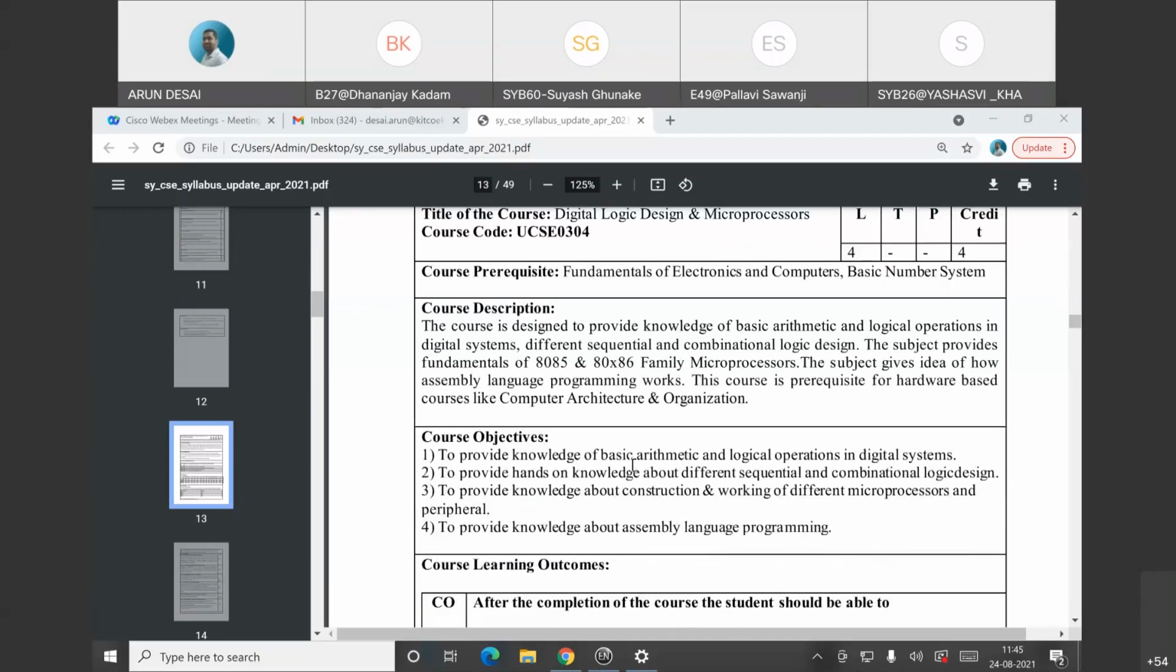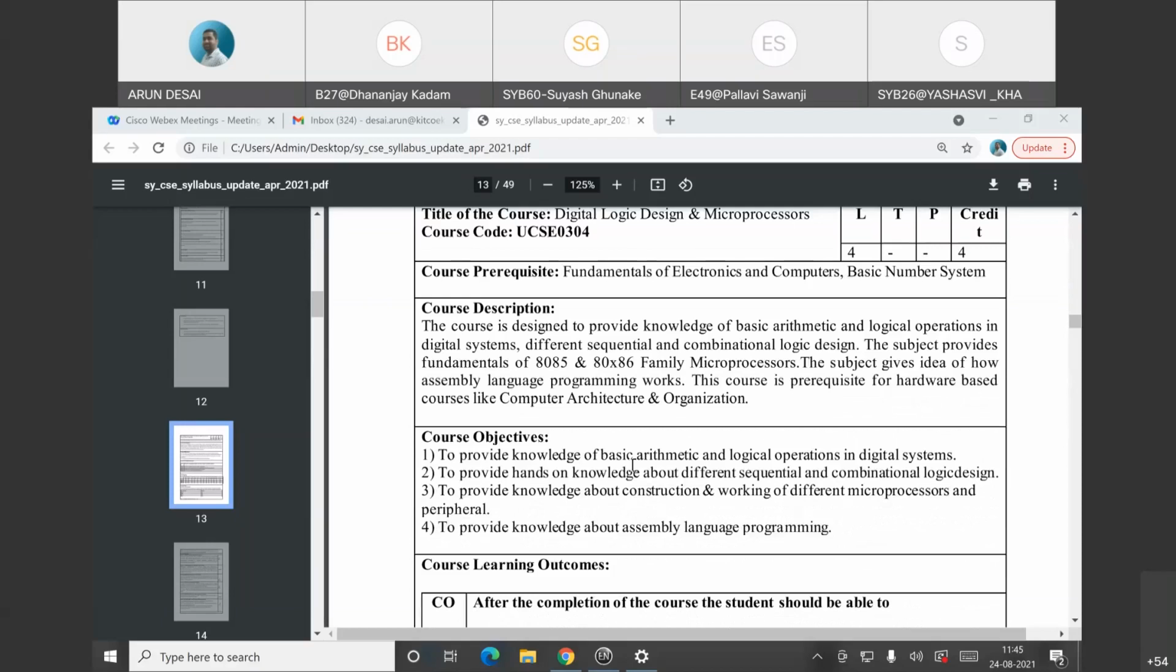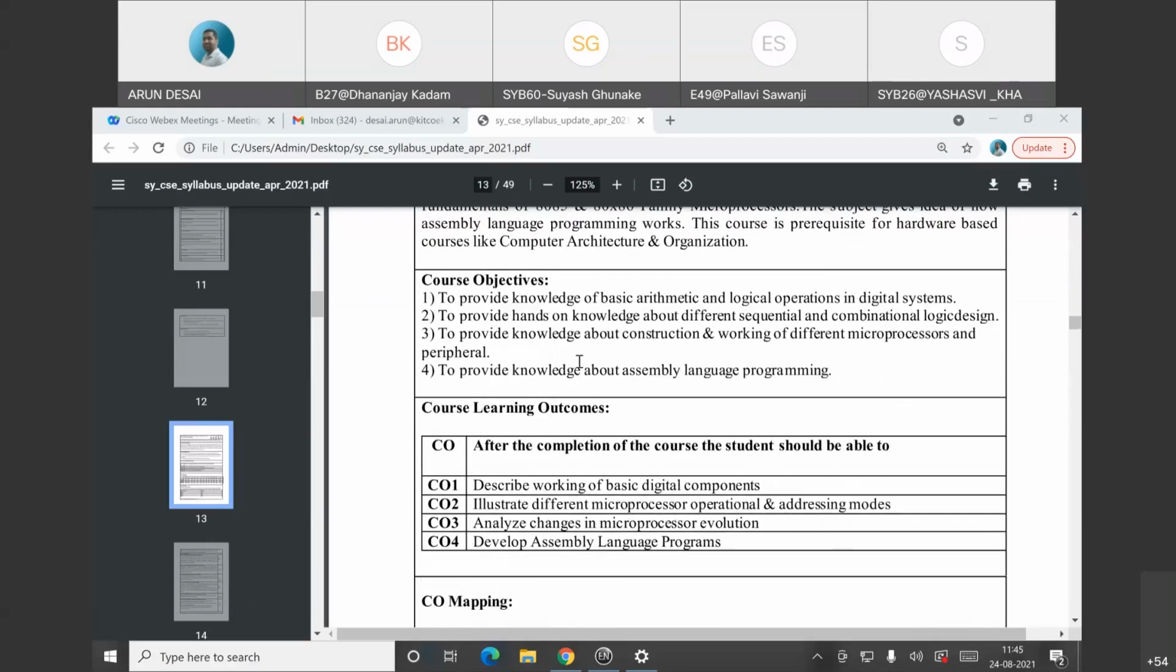The code for this is UCSC 0304. You have 4 hours of lecture per week for this subject and 2 hours of practical per batch. This is about the course description. I'll give you a detailed idea about this course below in this PDF.